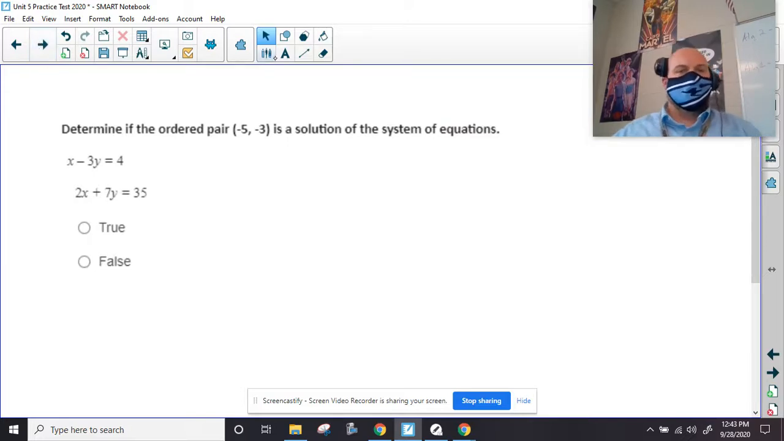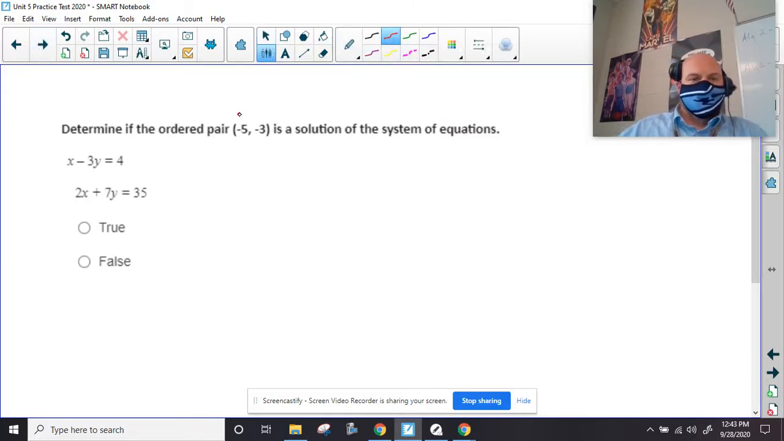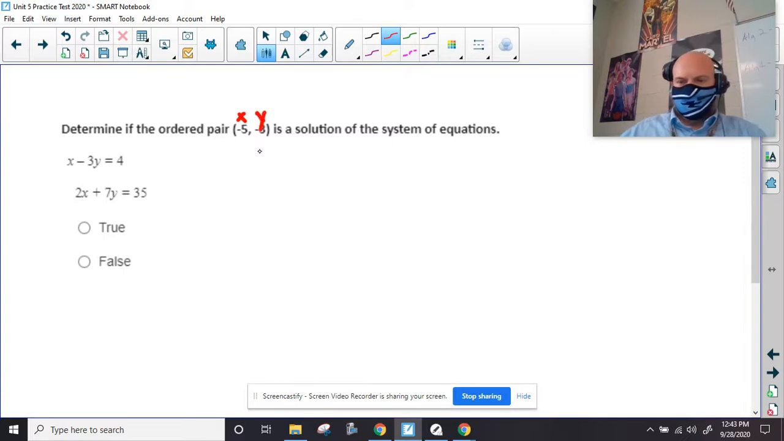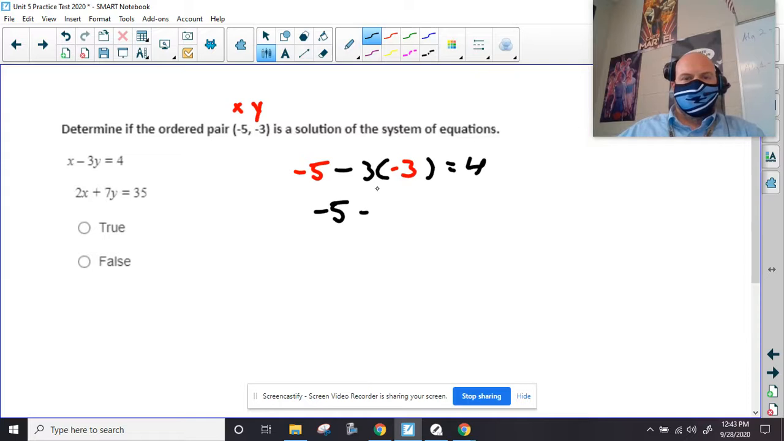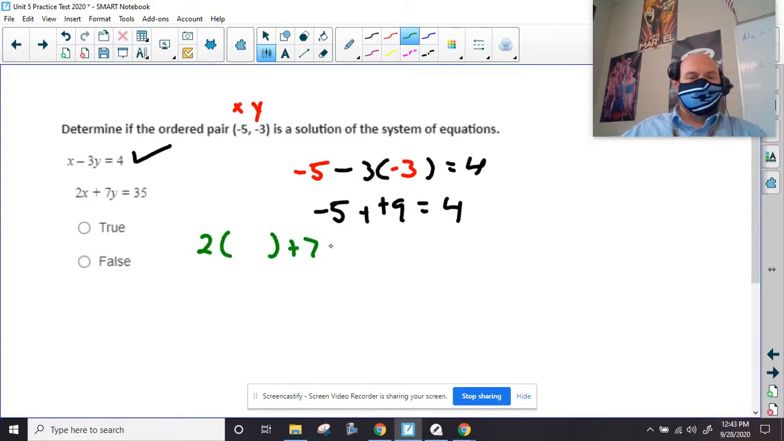All right. Now, this is my x, this is my y. So I'm going to plug stuff in. So I'm going to have negative 5 minus 3 times whatever equals 4. I covered it up. There we go. 3, 5, negative 9 equals 4. All right, so this works for this one. Does it have to work for just one of them or both of them? Good answer. Yes, both.